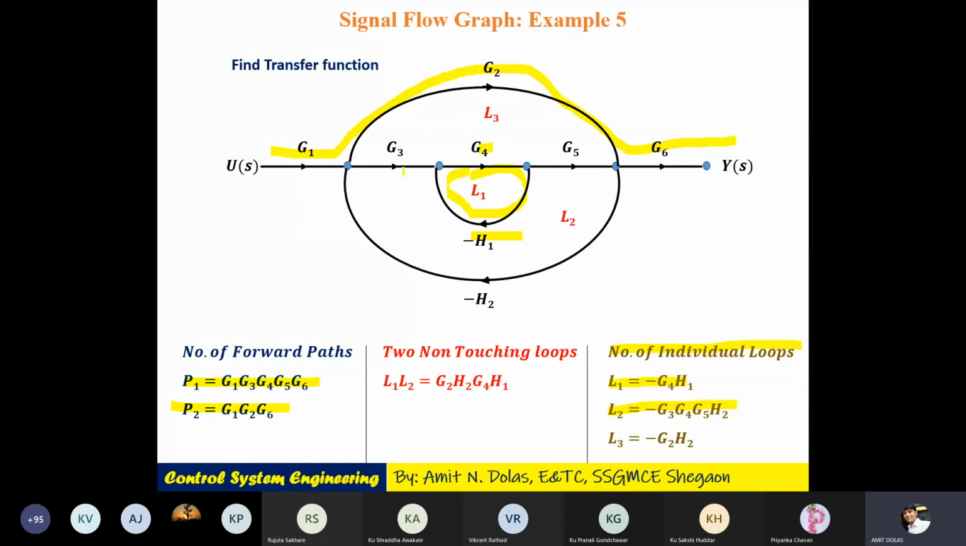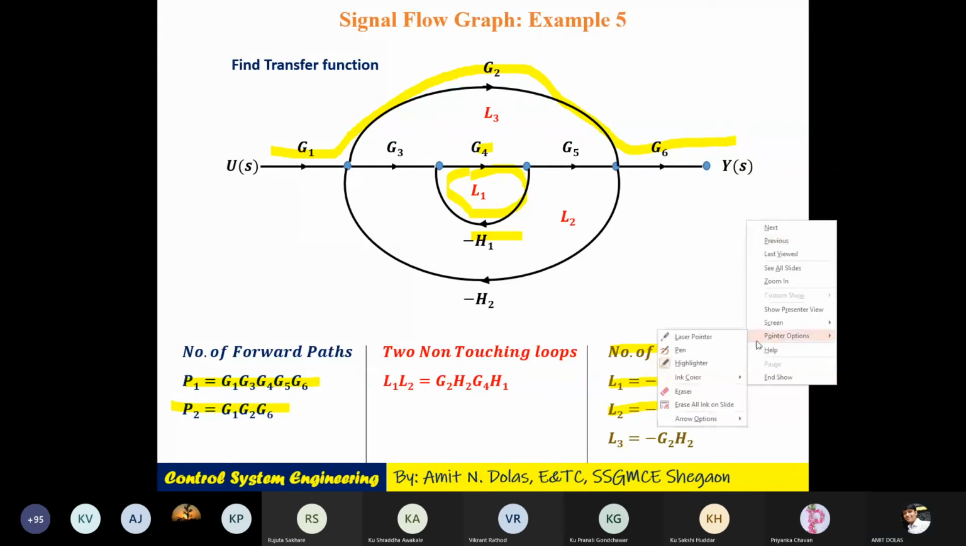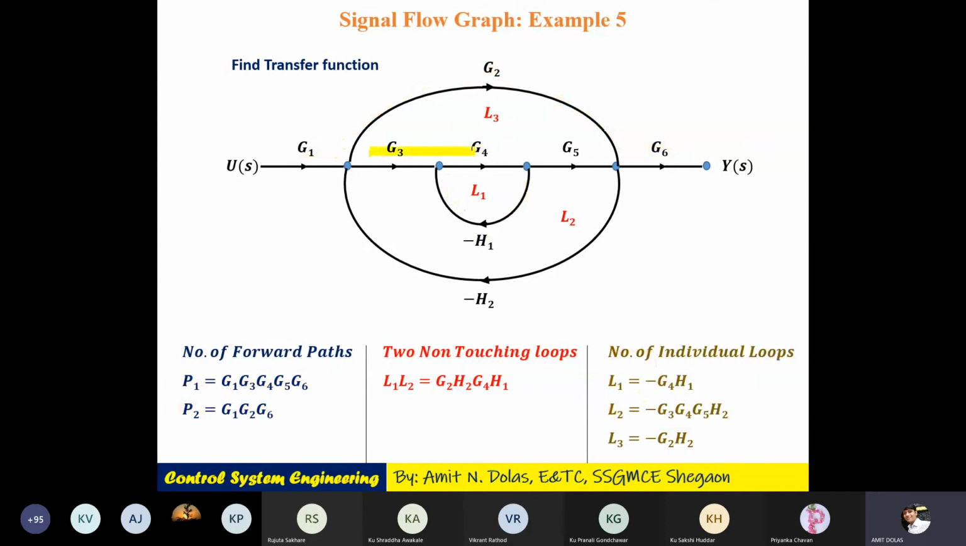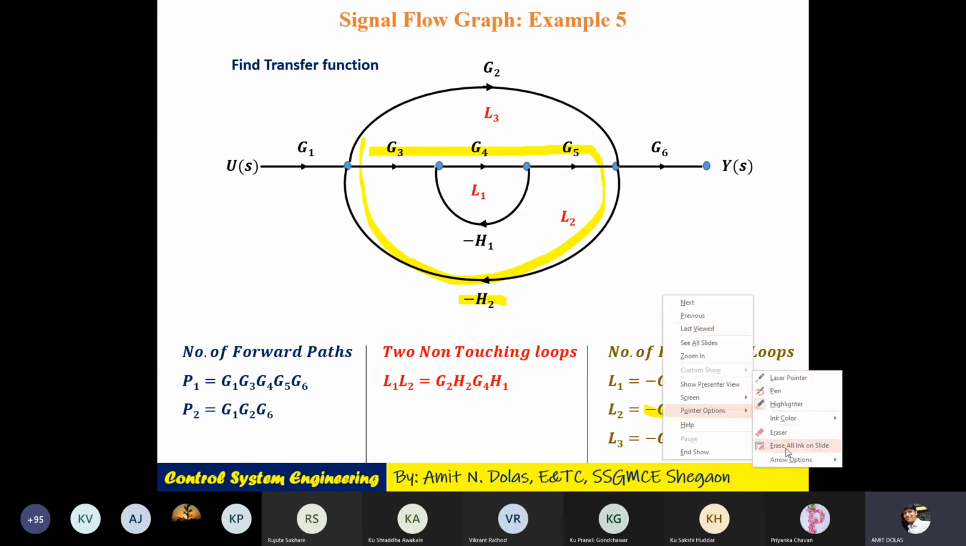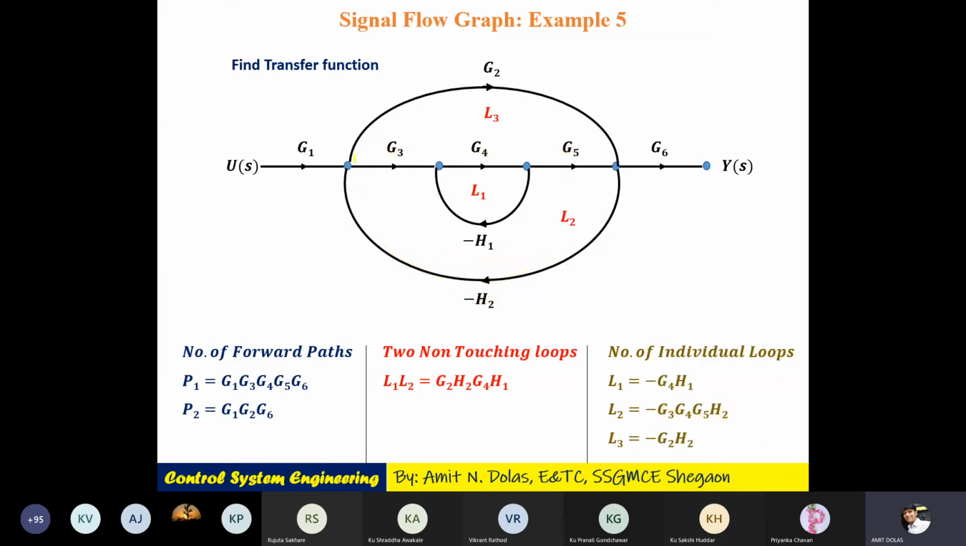L2 is what? This one. G3, G4 and coming back here, that will be minus H2. So minus G3, G4, G5, H2. And L3, last. L3 will be what? This complete G2 going forward and coming back through H2. So this will be minus G2 H2. So these are the individual loops. We have found the forward paths as well. Now we are interested in two non-touching loops.